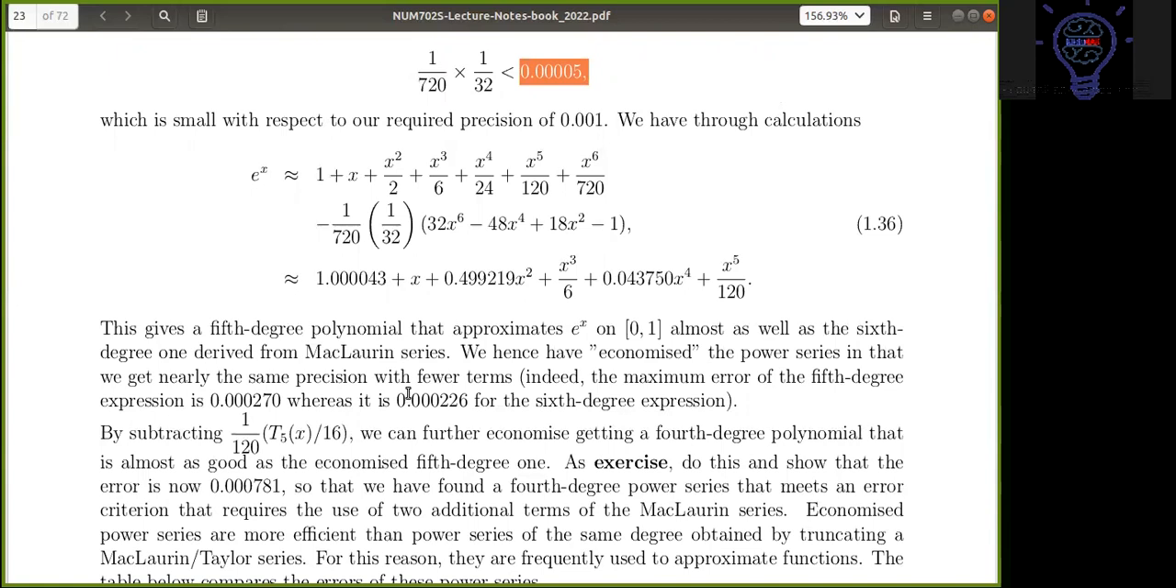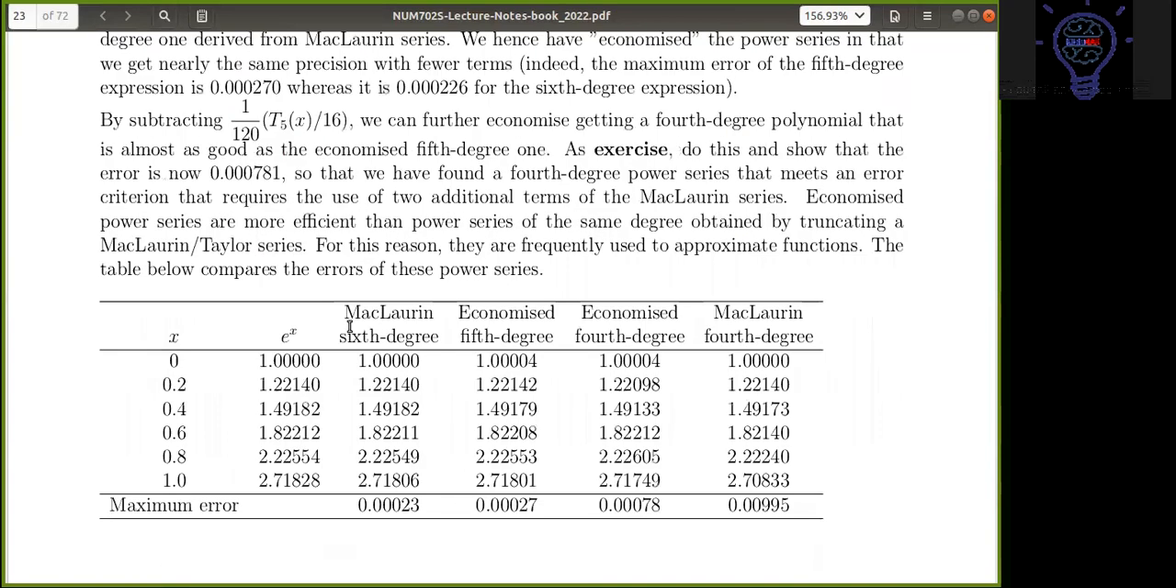Okay, now, we can compare the result obtained so far with the fifth degree Maclaurin polynomial, because this is an economized fifth degree polynomial. Now, if you compare that with the fifth degree Maclaurin, what do we see? This is a sixth degree Maclaurin. This is a fifth degree economized power series.